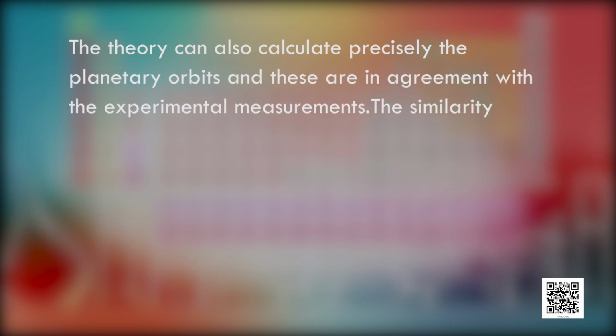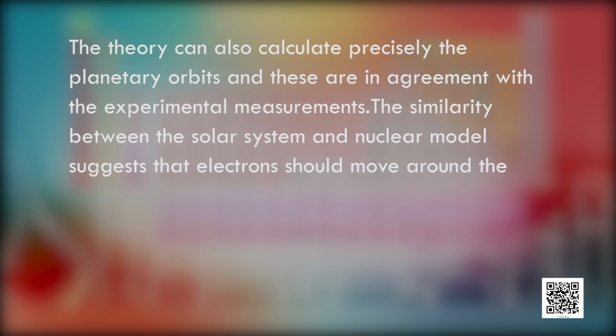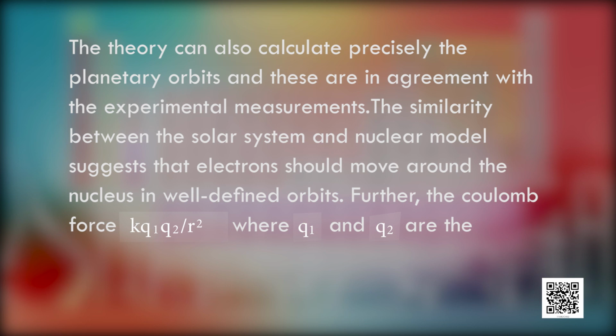So, what was Rutherford trying to say? That as Newton's law and classical mechanics are applicable to the solar system, in a similar manner, he is suggesting that this property of attraction between masses separated by a distance is applicable to his nucleus and the electrons. The classical mechanical theory can also calculate precisely the planetary orbits, and these are in agreement with the experimental measurements. The similarity between the solar system and the nuclear model suggests that electrons should move around the nucleus in well-defined orbits like the planets.